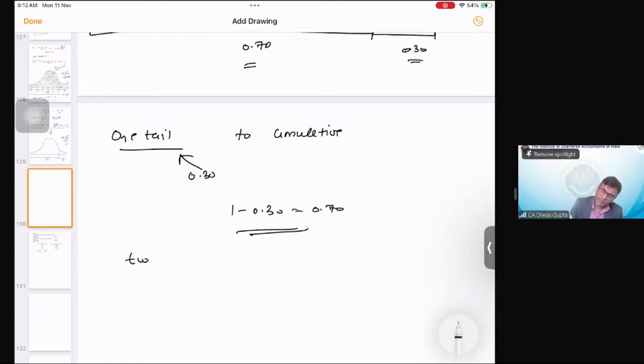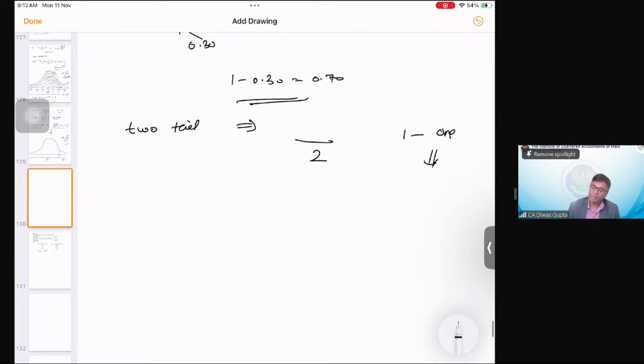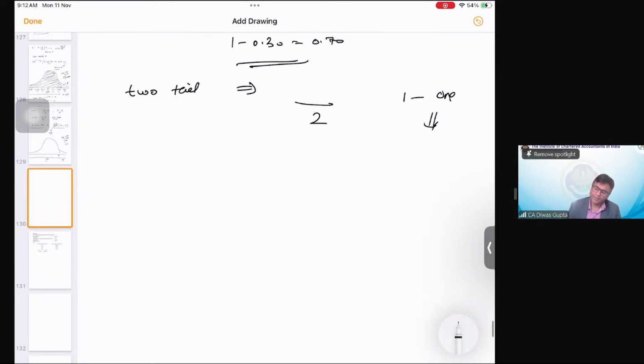Sometimes two tail probability is given. For that, we will first divide by 2 to arrive at one tail, and then 1 minus one tail will become cumulative. Okay? You will be able to understand when you see the question, the way it will be drafted and the way we are supposed to answer that. It will be pretty clear from there.